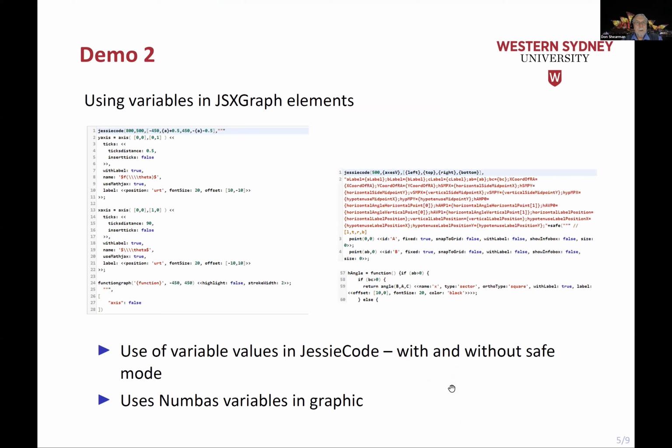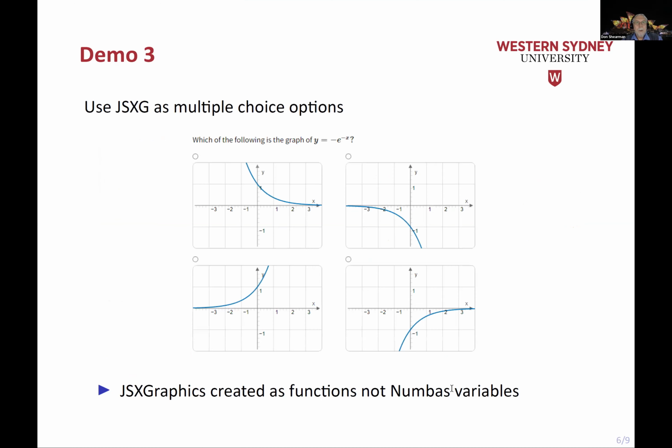So that's the variables, or using variables. One place where I had almost a major crash with using JSX Graph was I wanted to build some questions for a diagnostic test. This is one of them where the responses for the multiple choice were JSX elements. And when I did this first and I generated the JSX elements as Numbas variables, they didn't appear at all.